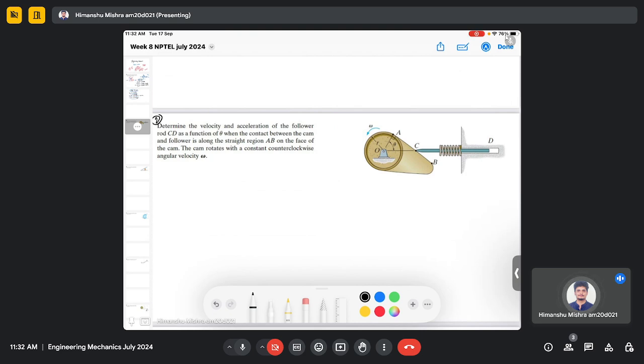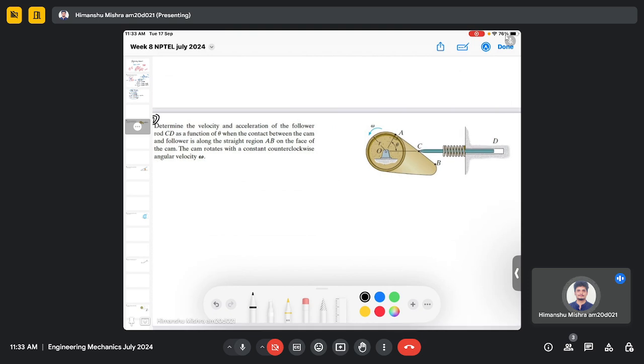So here, determine the velocity and acceleration of the follower rod CD as a function of theta when the contact between the cam and follower is along the straight region AB. The face of the cam rotates with constant counterclockwise angular velocity omega. So it's a very similar problem.